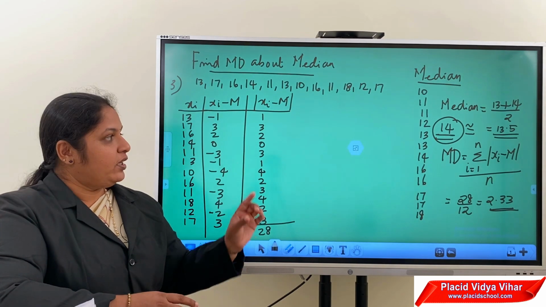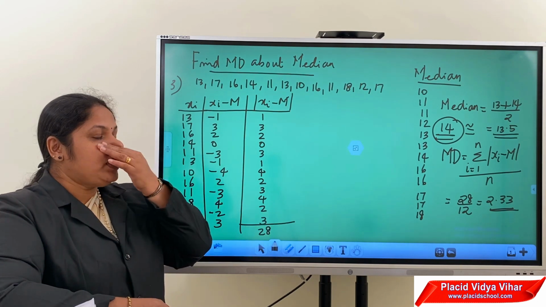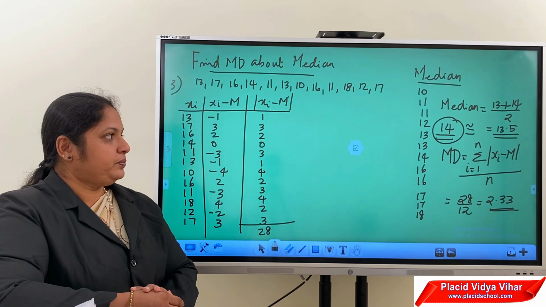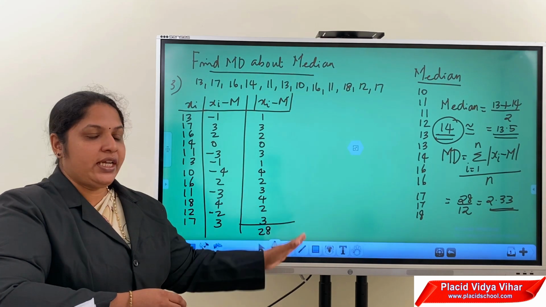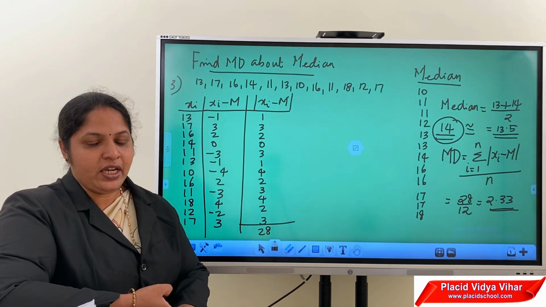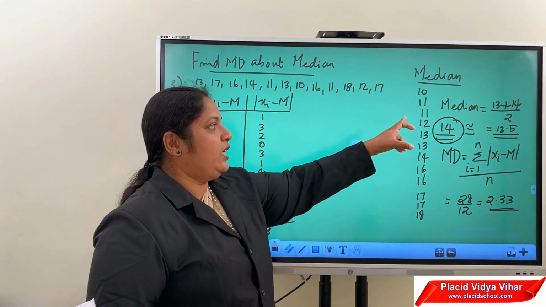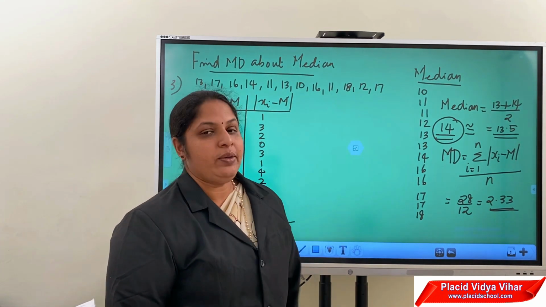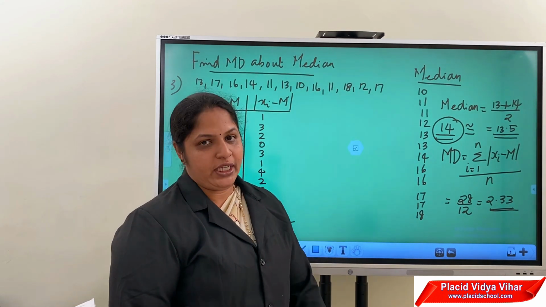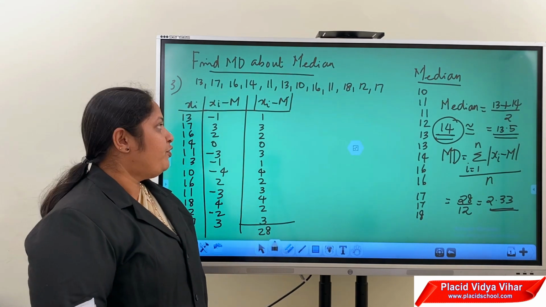To find the mean deviation about median, first we have to find out the median. How can we find out the median for this set of data? First thing, arrange the data in ascending order. Then find the number of observations. It is 12, which is even. So you have to find the average of the middle two observations. It is 13 and 14. So the average is 13 plus 14 by 2, which is 13.5. You can approximate it as 14, so median should be considered as 14.